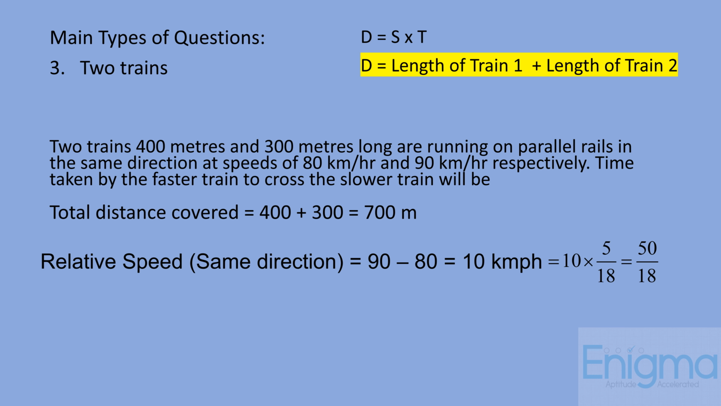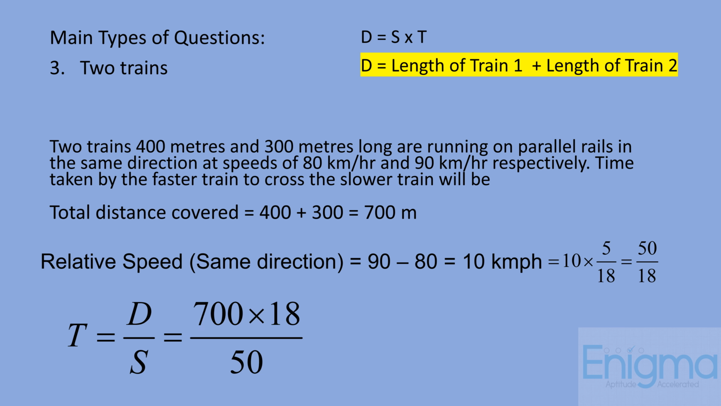Now we have to find out the time. So time is distance upon speed. So 700 into 18 upon 50, that is 252 seconds.